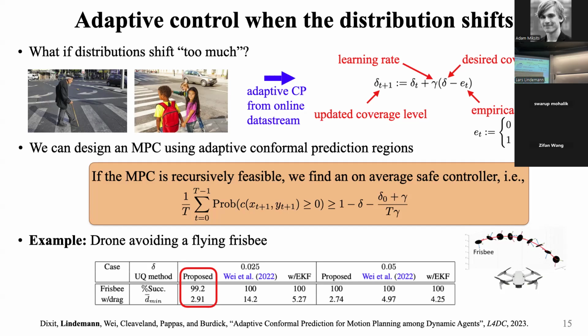Importantly, the methods that we compared against had 100% coverage because they were overestimating the uncertainty that was really there. We could see this by looking at the average distance of the drone to the frisbee, which was 14.2 meters here and 5.27 meters here, while our method estimated uncertainty more realistically, with 2.91 meters and 99.2% coverage. Okay. And you can see the same thing here for a different coverage level.